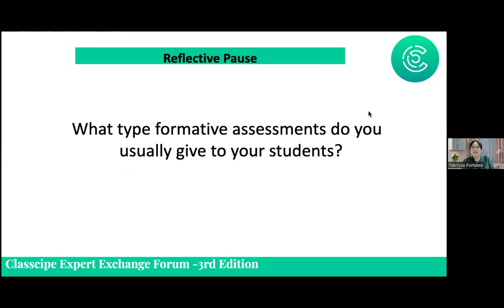Now let's have a reflective pause here. What type of formative assessments do you usually give to your students? So I'll be waiting for your answers. Please share specifically the formative assessments that you usually or commonly give your students.